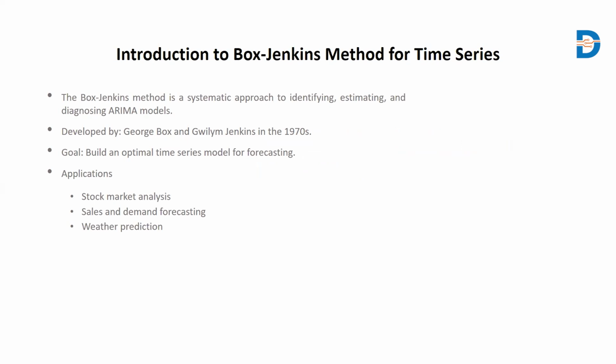The Box-Jenkins method will mainly focus on ARMA and ARIMA. It mainly focuses on these two models. ARMA is nothing but auto-regressive moving average.